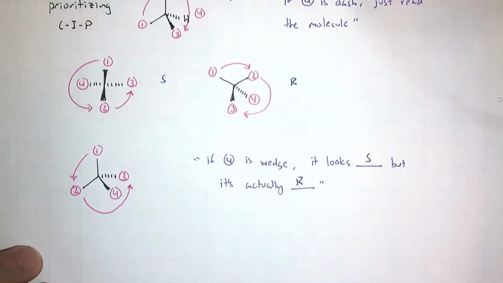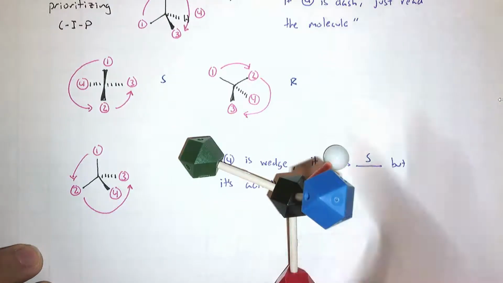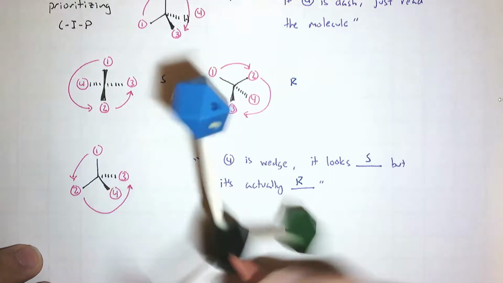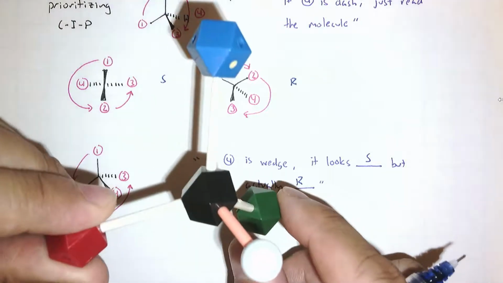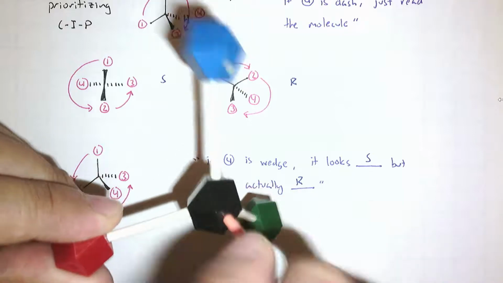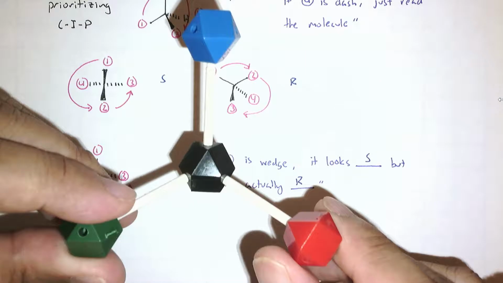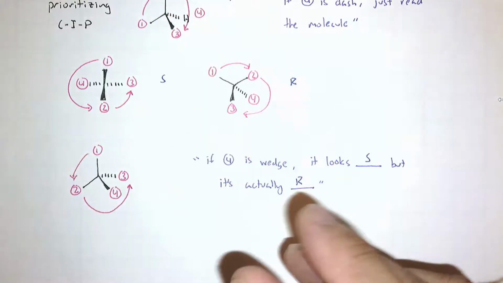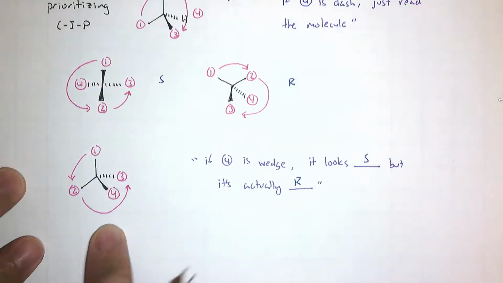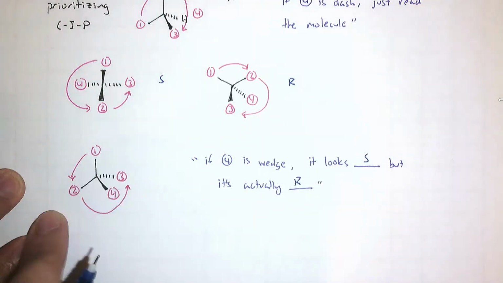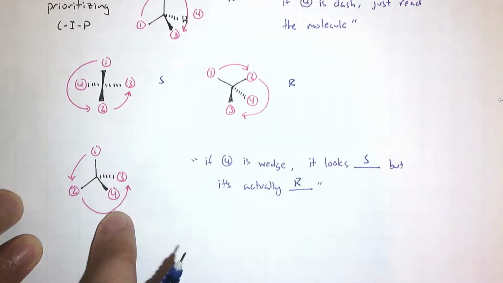I guarantee you, if you take your model and you label these atoms 1, 2, and 3, from our point of view, when the hydrogen is like this, it will look S, okay? But when you turn it around, you'll notice that it is R, okay? Let's not worry about the models, okay? If you need to verify this, then yes, go ahead and use the models and label the pieces 1, 2, and 3, okay? Again, take the opposite if it is wedge.